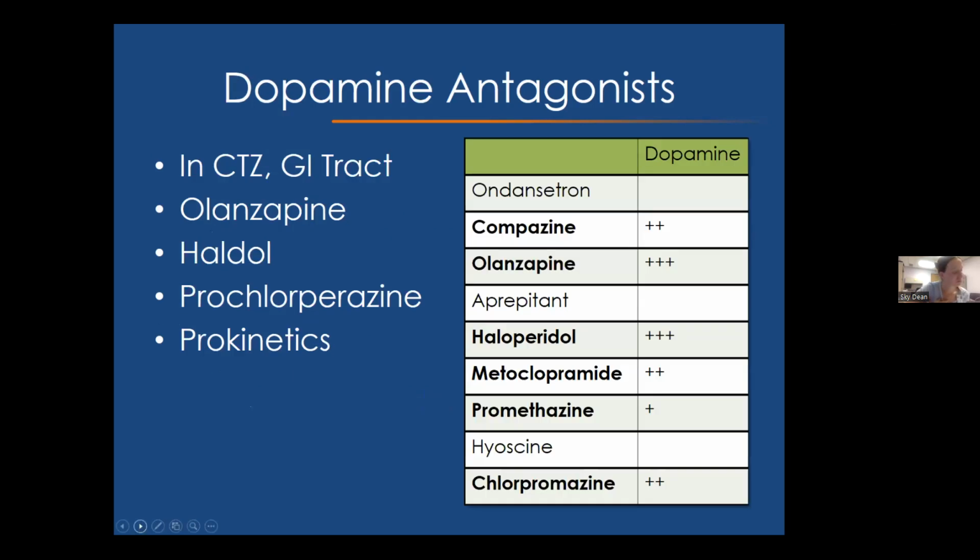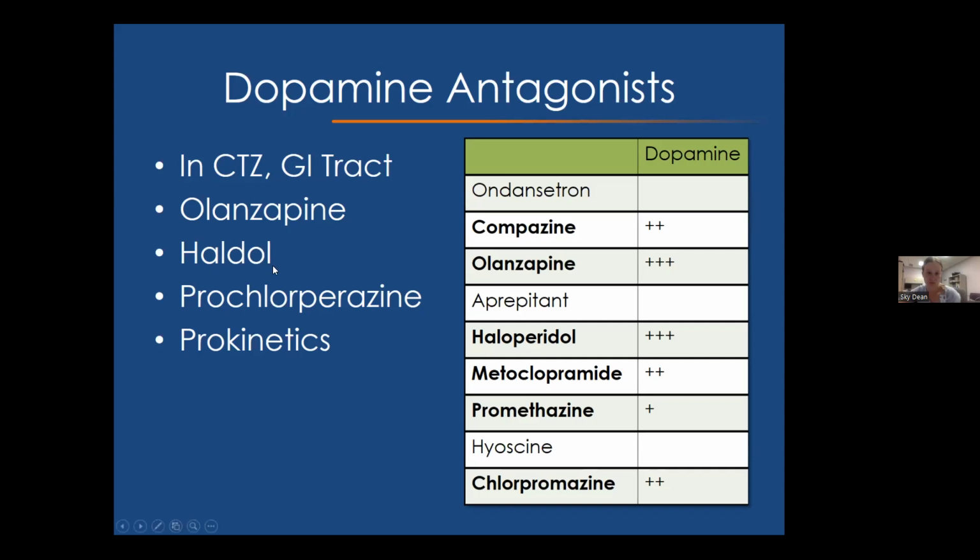Dopamine antagonists are the new hot thing, not so new, but a little new. Again, they work in the chemoreceptor trigger zone. So anytime you feel it's some medication or toxin causing the nausea, it's probably a good idea to use the dopamine antagonists. Olanzapine and compazine are the first go-tos. Haldol used to be the choice in palliative care.